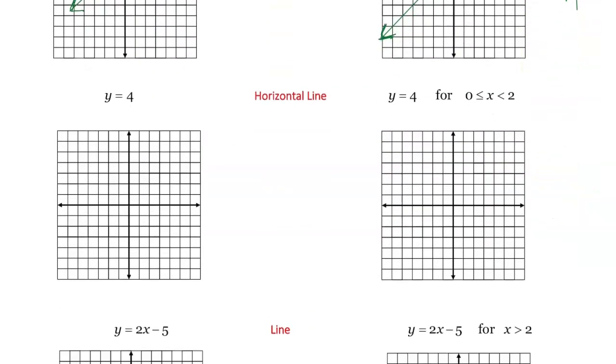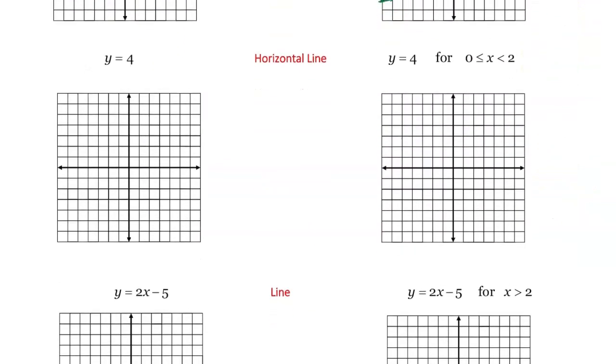Okay, let's keep going. Now we have a horizontal line. So the horizontal line, unrestricted, is y equals 4. So you should go up to 4: 1, 2, 3, 4. And you've got this nice horizontal line with arrowheads on both sides. Okay, now look at this.